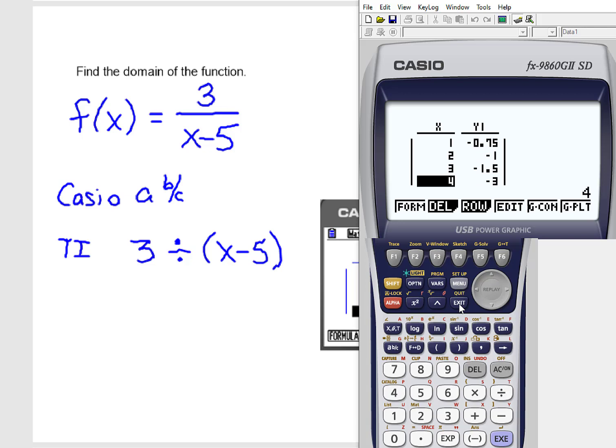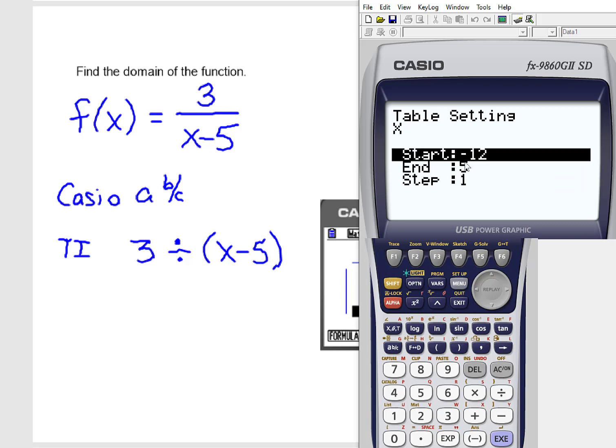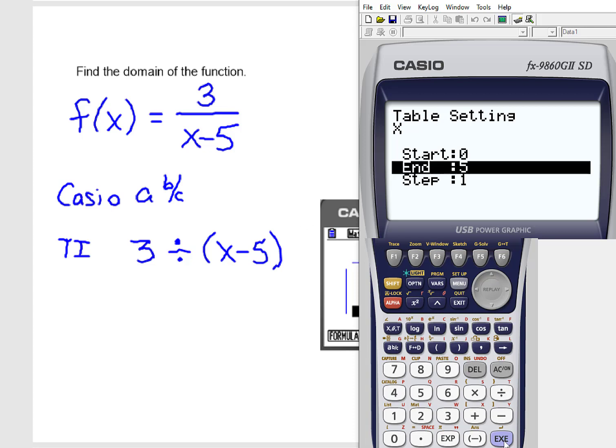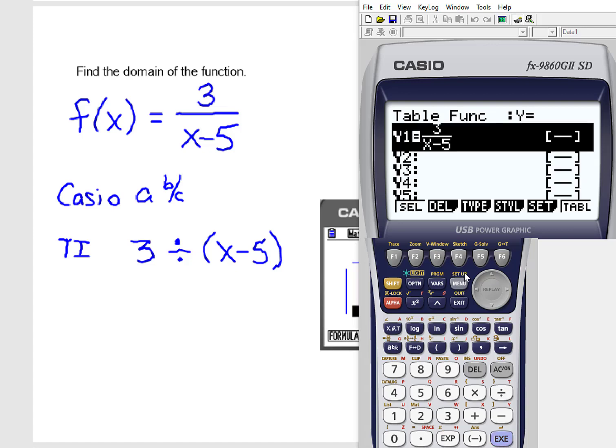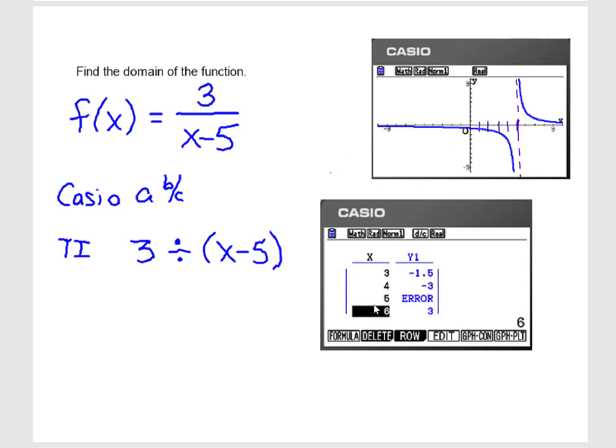And I can actually exit out of here and choose F5 for set and see it's telling me where my table starts and ends. So let's just start it at 0. And then we can end it at 5 because 5 is what I want to see, right? And then step is what unit it travels by. So I said by ones. Okay, I go back to my table. I go to 5 and boom, there's an error. Okay, so that's what you're looking for in your table. You're saying, okay, if there's an error there and it matches up with my graph here, then yes, 5 is accurate, that is what it cannot be.